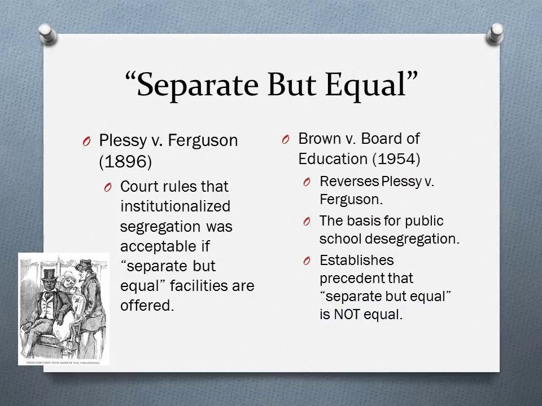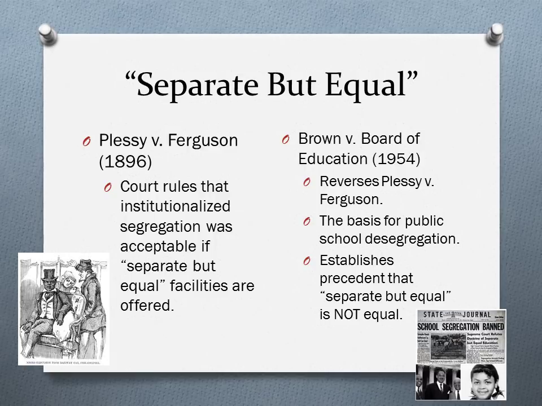In Brown versus the Board of Education in 1954, a unanimous Supreme Court decision reversed the Plessy decision. It became the basis for desegregation of America's public schools and established the precedent that separate but equal was in fact not equal.